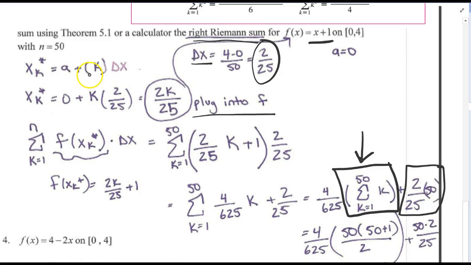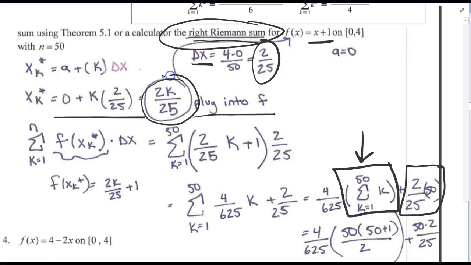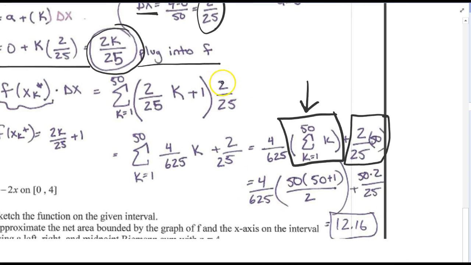So I go through and I find the length of each rectangle, which is 2 over 25, using the right endpoint. So I'm using this formula here. Again, it's a little easier because I only have one term here. I'm plugging that back into the function, so I have 2 over 25k plus 1 times the length of my rectangle. So I distributed this in here. So I have 4 over 625k plus 2 over 25.